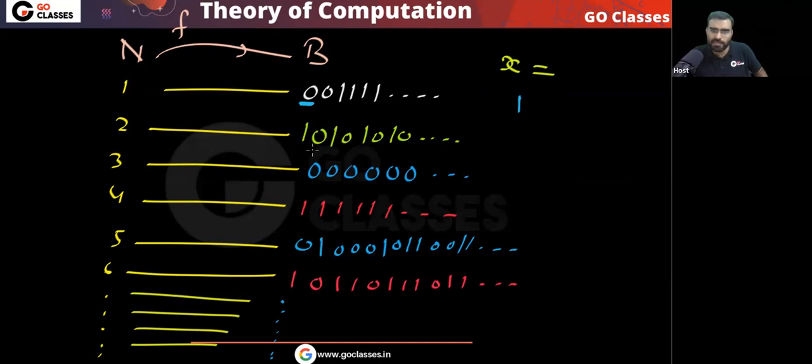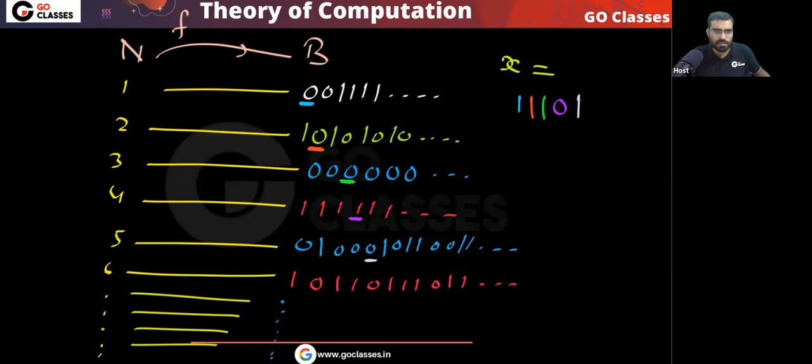What will be my second element? Here the second element is 0. My second element will be 1. Next, what will be my third element? Here the third element is 0. My third element will be 1. What is my fourth element? Here the fourth element is 1. My fourth element will be 0. Next, the fifth element here is 0, so my fifth element will be 1.